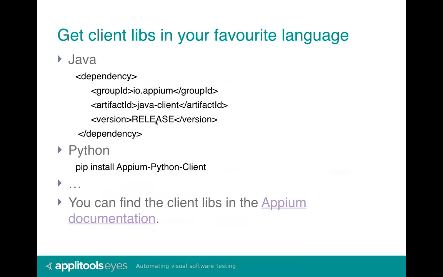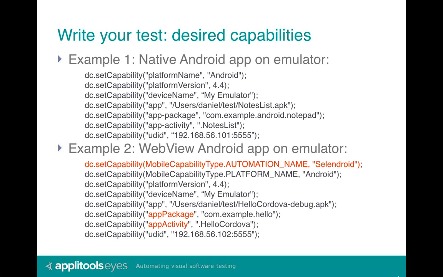The second example of desired capabilities is for automating a WebView application. You can see the differences between the first example and the second. The most important of which is the automation name, which is written as Selendroid. It's another engine that Appium uses to automate WebView applications. The second important difference is that app package and app activity are without the dash in the middle. This is because the Selendroid engine has a backward compatibility kind of definition, so you have to use that phrase instead of the dash one.